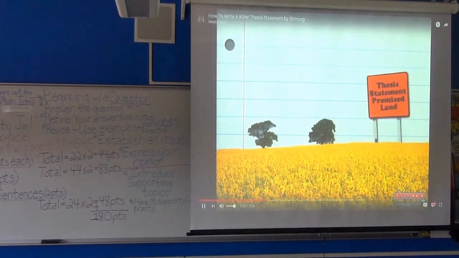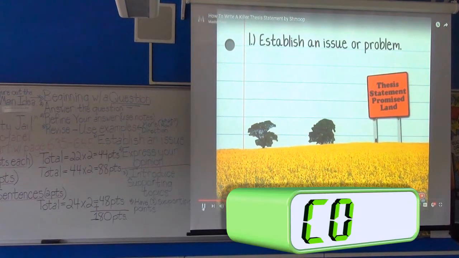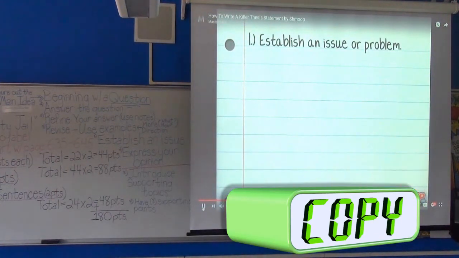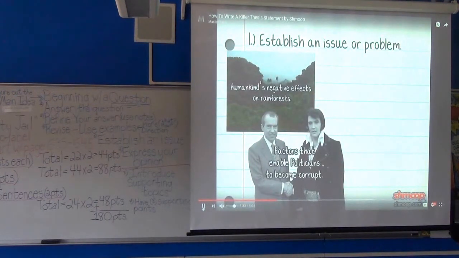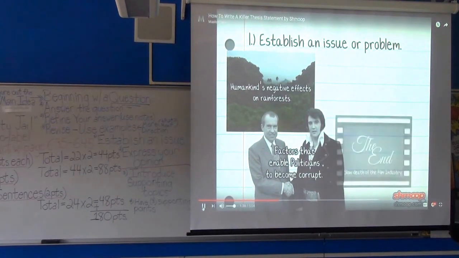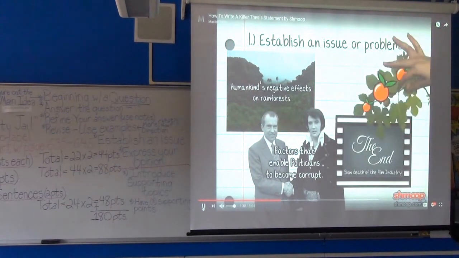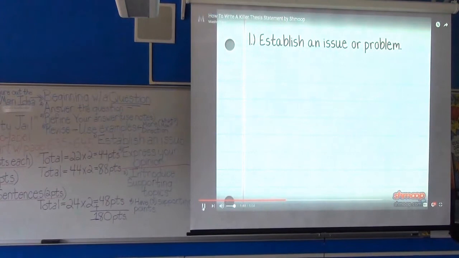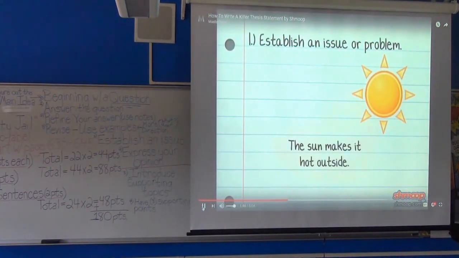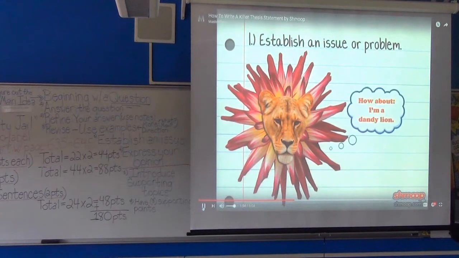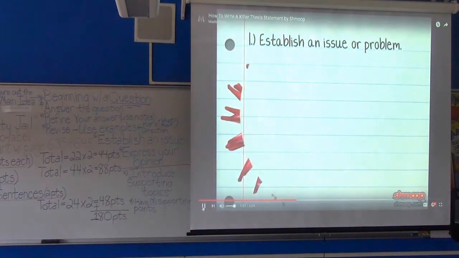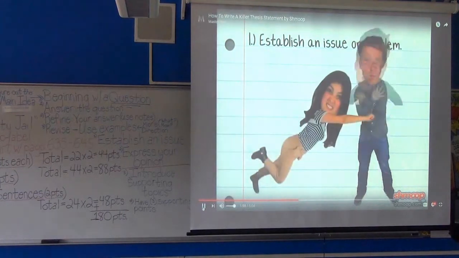How do you get to this promised land? Well, first you've got to establish an issue or problem. Think humankind's negative effects on rainforests, the factors that enable politicians to become corrupt, the slow death of the film industry, anything ripe for the picking, and preferably something that is not without a little controversy. A thesis shouldn't be something like, the sun makes it hot outside, because you're not going to hear much argument from anyone on that point. Instead, it should be something interesting, something that perhaps your reader hasn't previously considered. Don't hold back, go right for the gut.